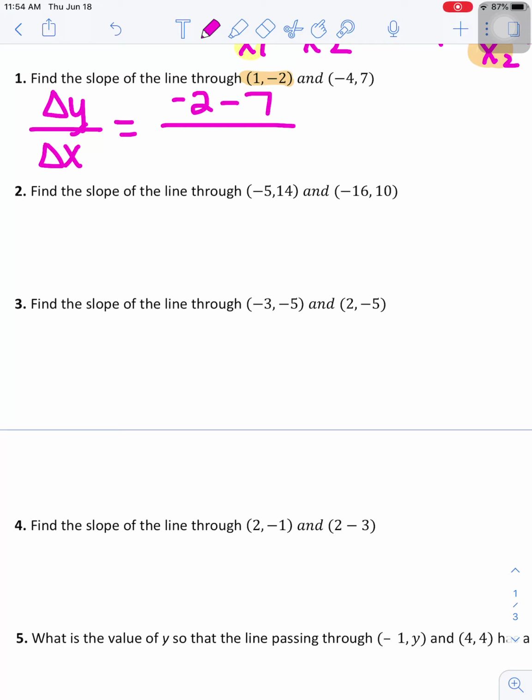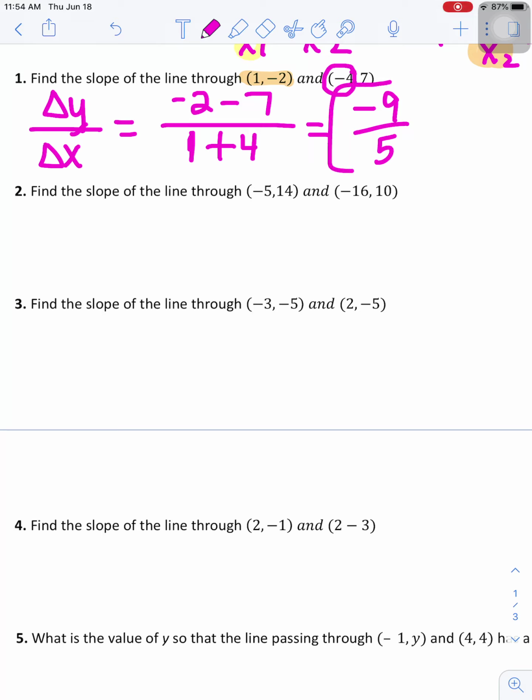Then in the denominator, I'm going to start with that same point, only I'm subtracting the x's. So it'll be 1, and our next x term is -4, so it's 1 minus a -4. Let's talk about what that means. If you have a negative next to a negative, that is the same thing as a positive. So 1 minus a -4 is the same thing as 1 plus 4. And then we just simplify. So we end up with -9 over 5.